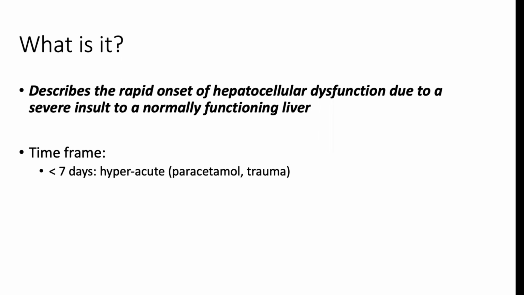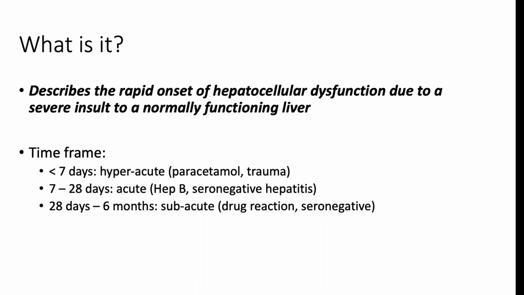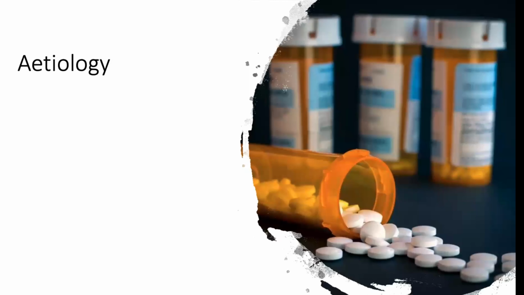And then you can describe acute liver failure by its time frame. So if it's less than 7 days, it can be described as hyperacute. If it's between 7 days and a month, it's acute. And then 28 days to 6 months, it's subacute. Anything beyond 6 months, that's when you start talking about chronic liver failure. So causes of acute liver failure. What do we think common causes are for acute liver failure?